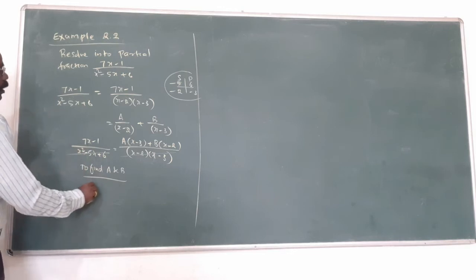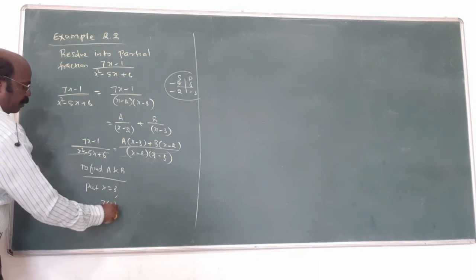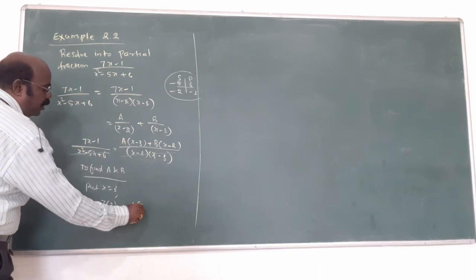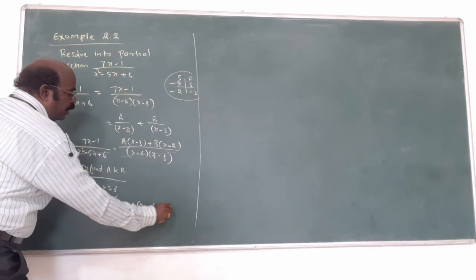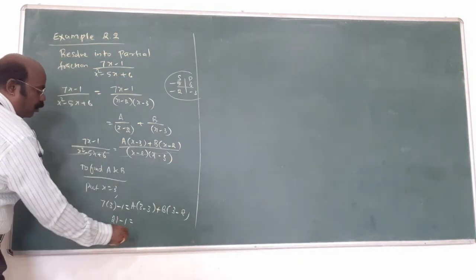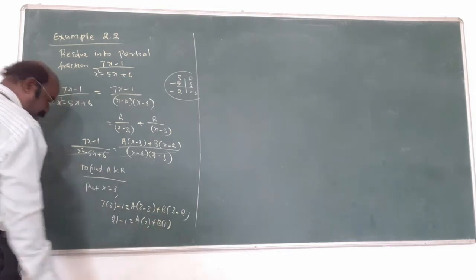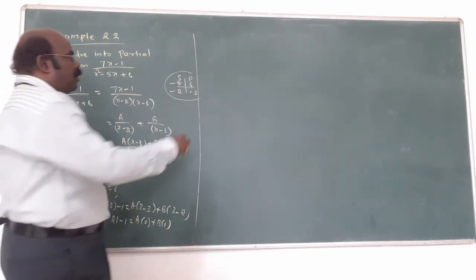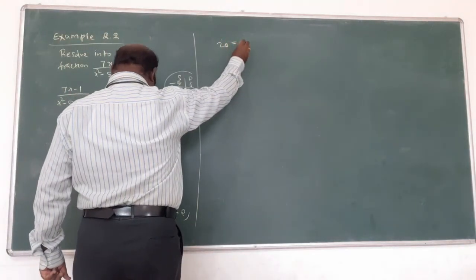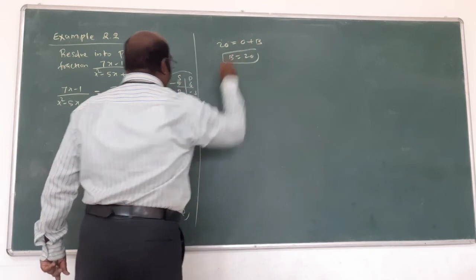Now, put x equal to 3. 7 into 3 minus 1 equals a into 3 minus 3 plus b into 3 minus 2. Am I right? 21 minus 1 equals a into 0 plus b into 1. 21 minus 1, 20, equals 0 plus b. So b equals 20 is the first answer.